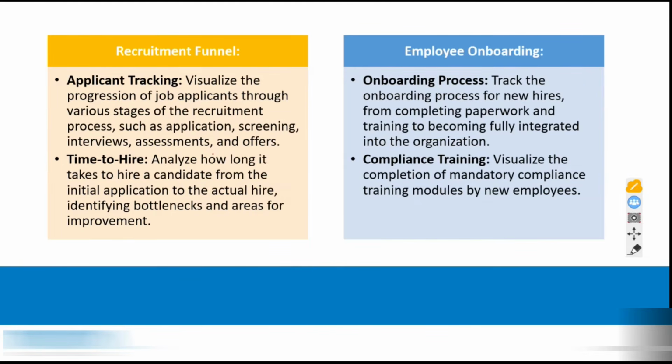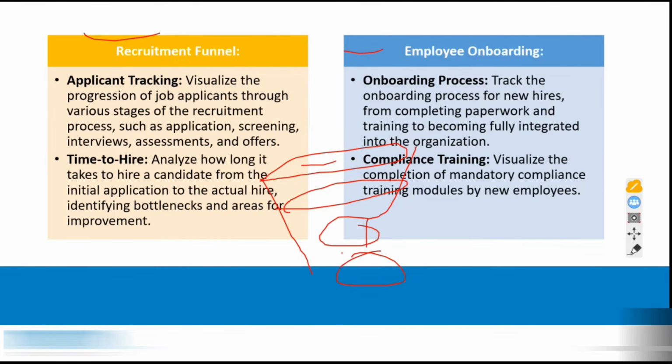Consider a sample case study related to HR, which you can use anywhere. You can take a recruitment funnel for applicant tracking: visualize the progression of job applicants through the various stages of recruitment. In the first stage, how many people have appeared, in the next stage how many were filtered, and finally how many were selected. You should understand for which type of data and scenario you have to use a chart.